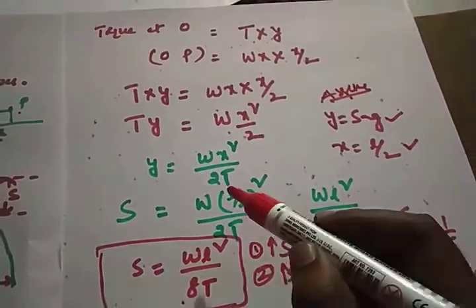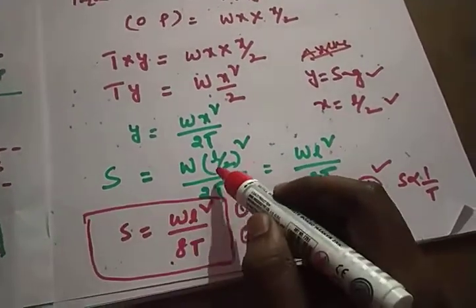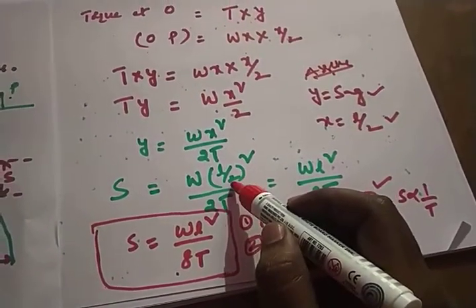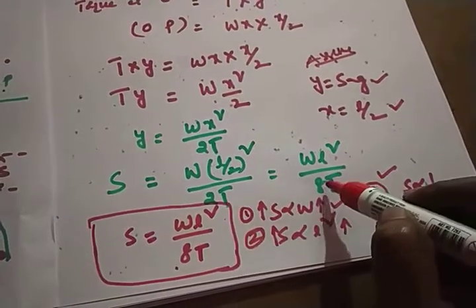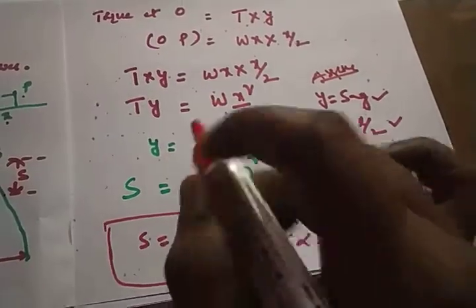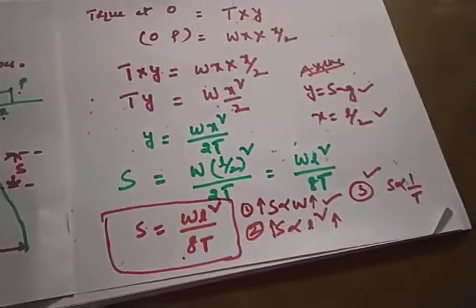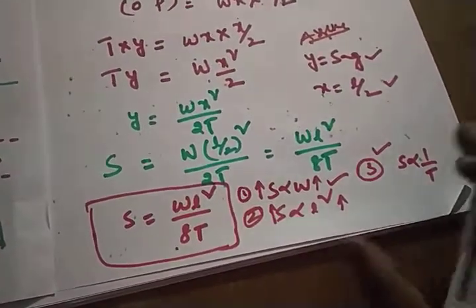Substitute here. You will get y is equal to Wx square by 2T. So what is the sag value? W, and in place of x you put L by 2 whole square. So sag is WL square by 8T. This is the final perfect sag we should maintain if the two transmission towers are equal towers. Got it?